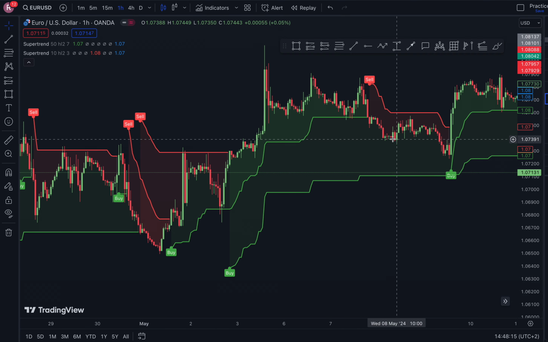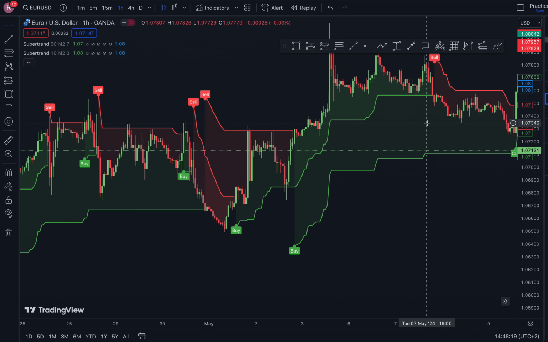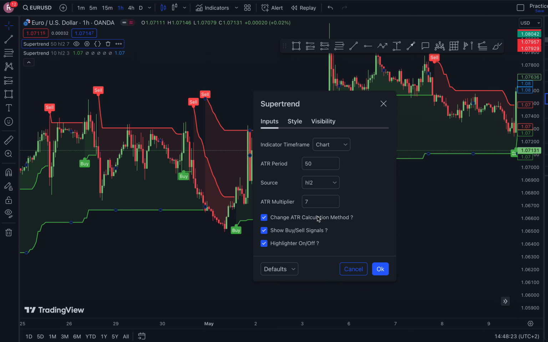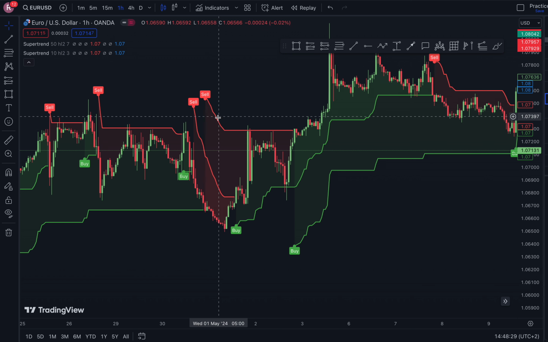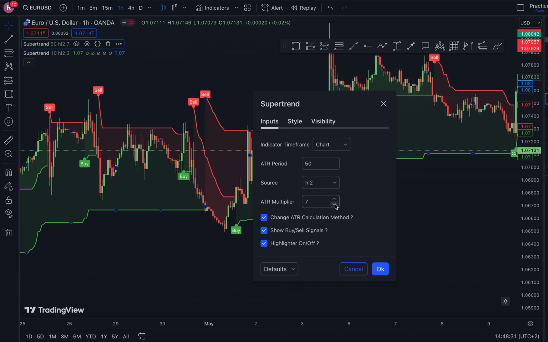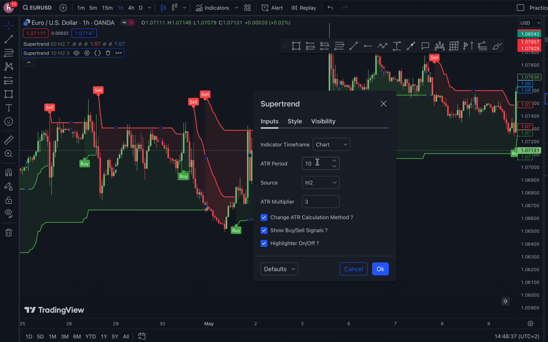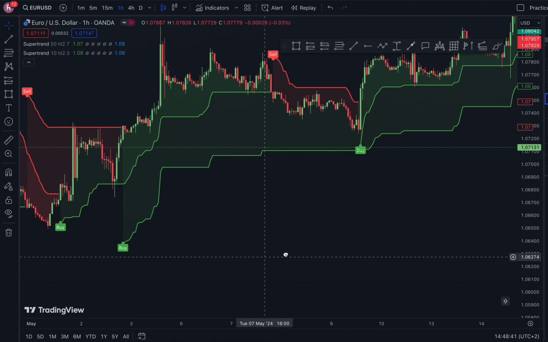Number one, you need to have two Supertrend indicators on your chart. Here my setting for the first one is 50 and 7, and my setting for the second one is 10 and 3.